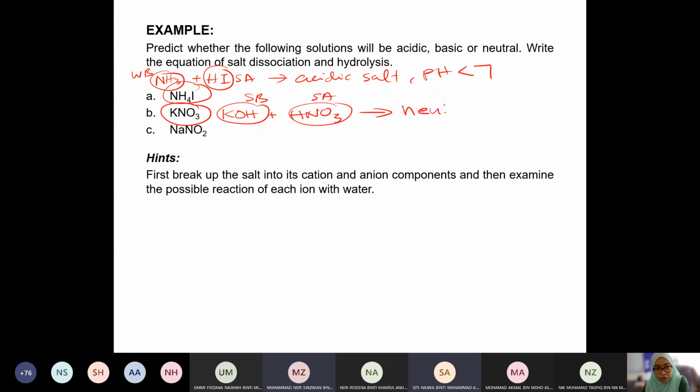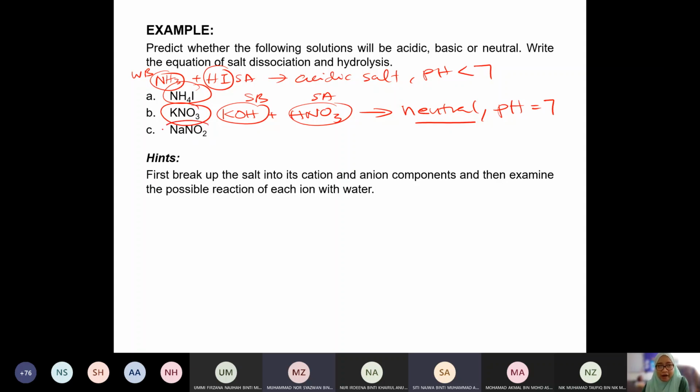Neutral, not natural. I want to say neutral. Okay, don't say natural. If you say natural, you're wrong. pH is equal to 7. Neutral. Okay.